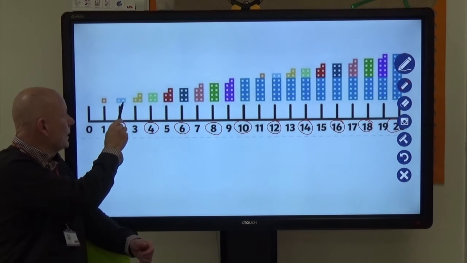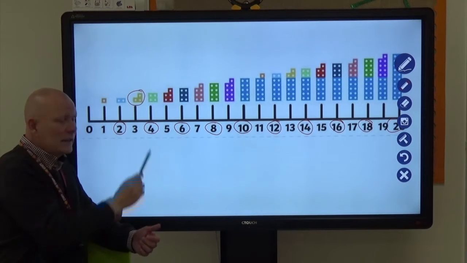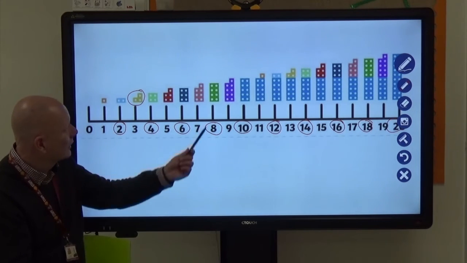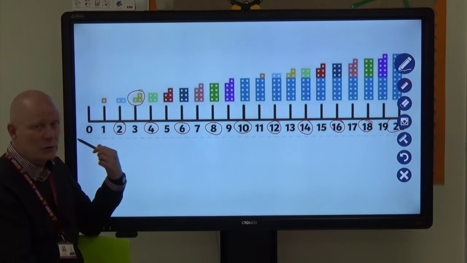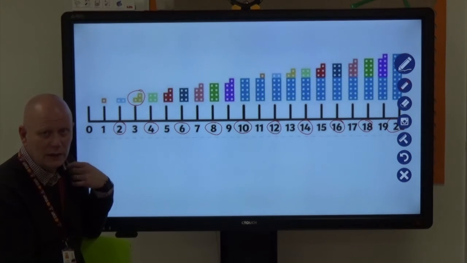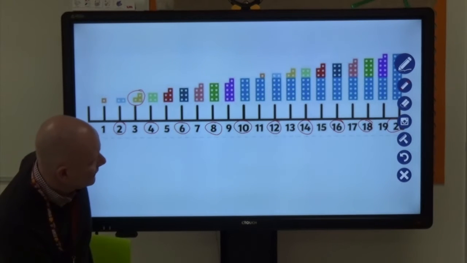The odd ones, remember, are the ones with the sticky up bits. Ones where there's an odd one out. They haven't got a friend, they haven't got a partner. All of the odd numbers here are all the ones in between. 1, 3, 5, 7, 9, 11 and so on and so on. Okay? So a quick reminder of odds and evens.